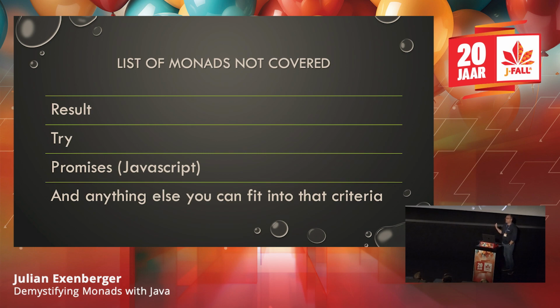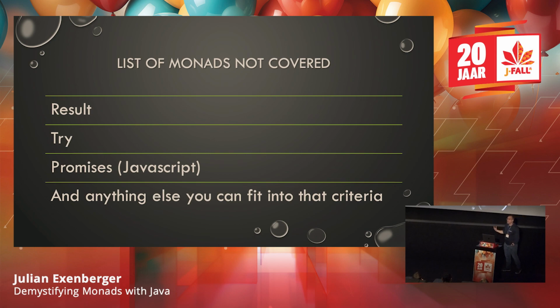Result is basically just a specialization of either. Okay, so that makes it a little bit more explicit, where you have your left and right specified as okay and error, or okay and failure, for example. So that's a little bit clearer than if you just use the either straight up.